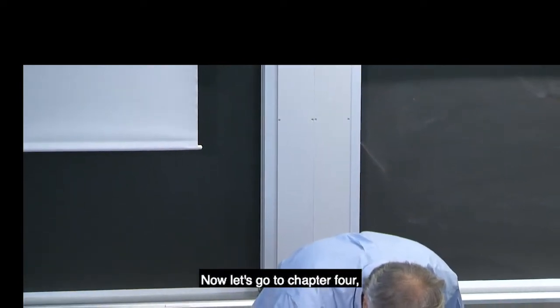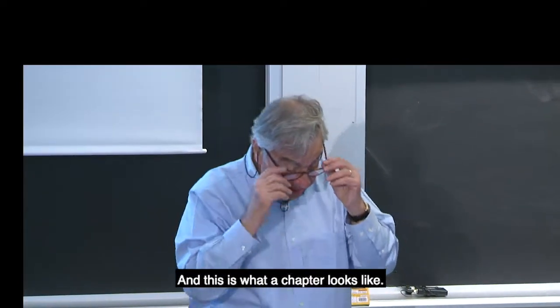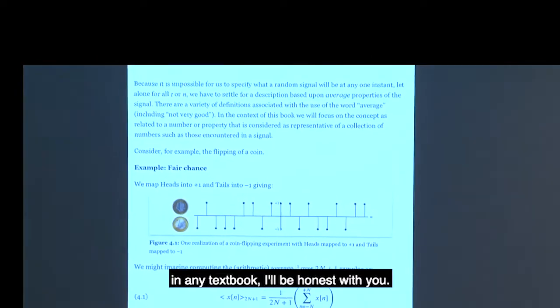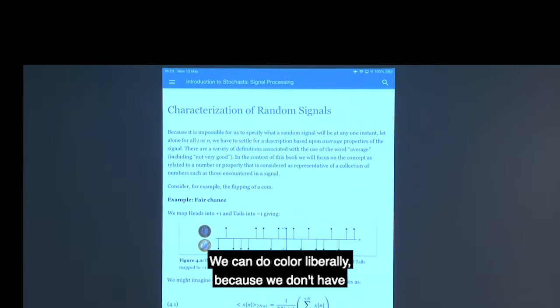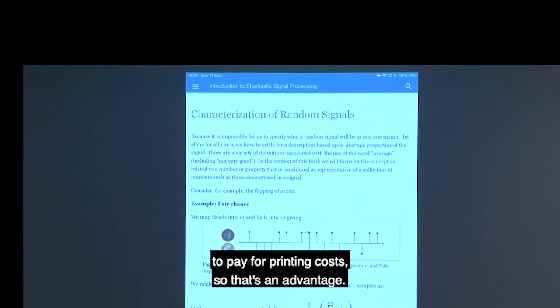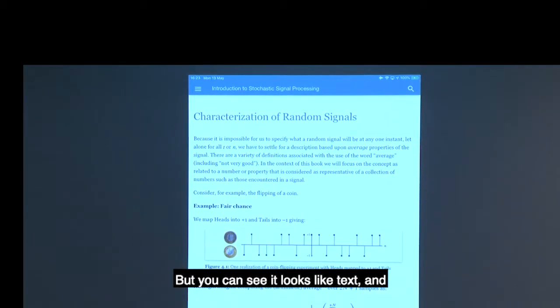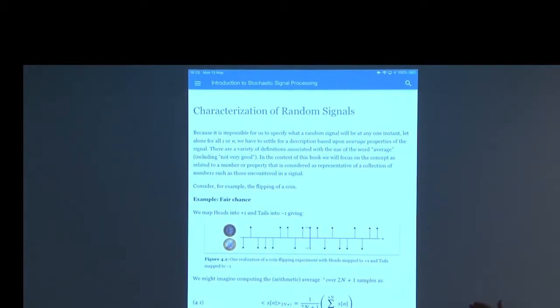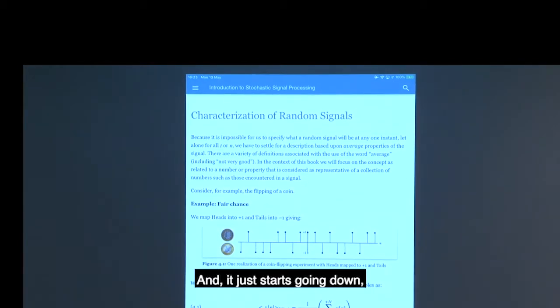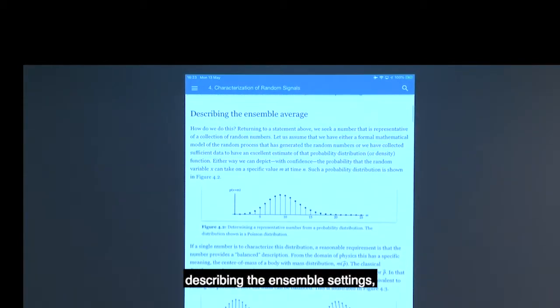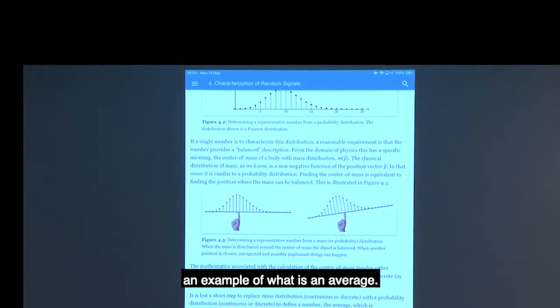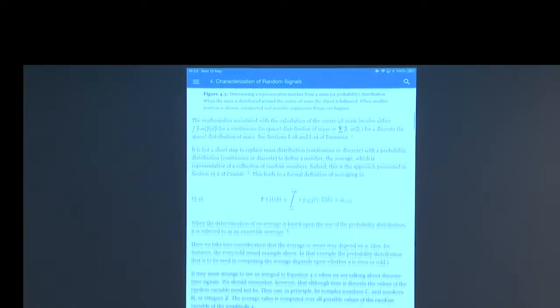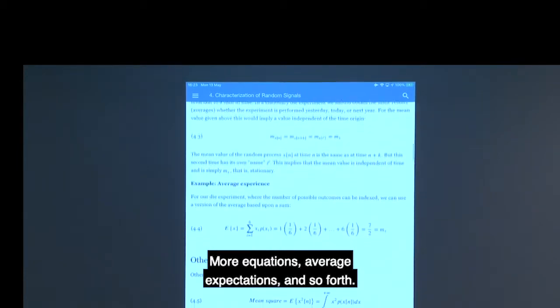But let's go to chapter 4, characterization of random signals. And this is what a chapter looks like, and pretty much what you might expect in any textbook. I'll be honest with you, we can do color liberally because we don't have to pay for printing costs. So that's an advantage. But you can see it looks like text and a graph and an equation. And it just starts going down, describing the ensemble settings, an example of what is an average, more equations, average expectations, and so forth. And it just keeps going down.